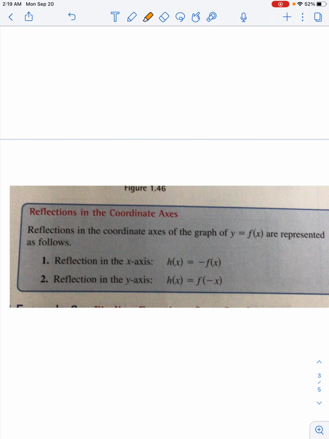We also got to talk about reflections, okay? So again, reflecting in the coordinate axes. If I want to reflect in the x-axis, I have to take my function and make it negative on the outside. That's going to flip my function. Whereas if I wanted to reflect it in the y-axis, I would have to take whatever my function is and inside of my function make it negative. So we can do an example like that.